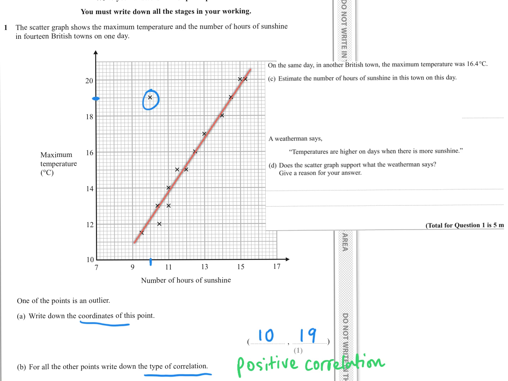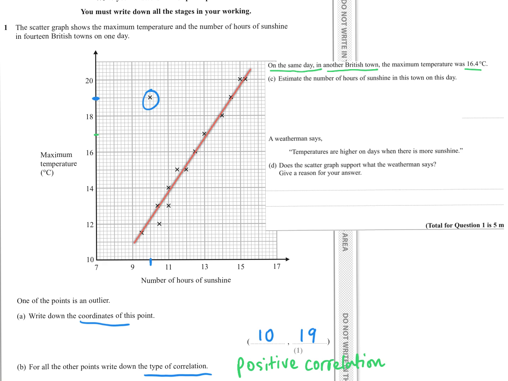The next part is, on the same day, in another British town, the maximum temperature was 16.4 degrees Celsius. Estimate the number of hours of sunshine. Well, we can use our line of best fit to help us here, and we will have some tolerance in the mark scheme. So be careful of the scale here. They seem to both go up in 0.2s for each little square.